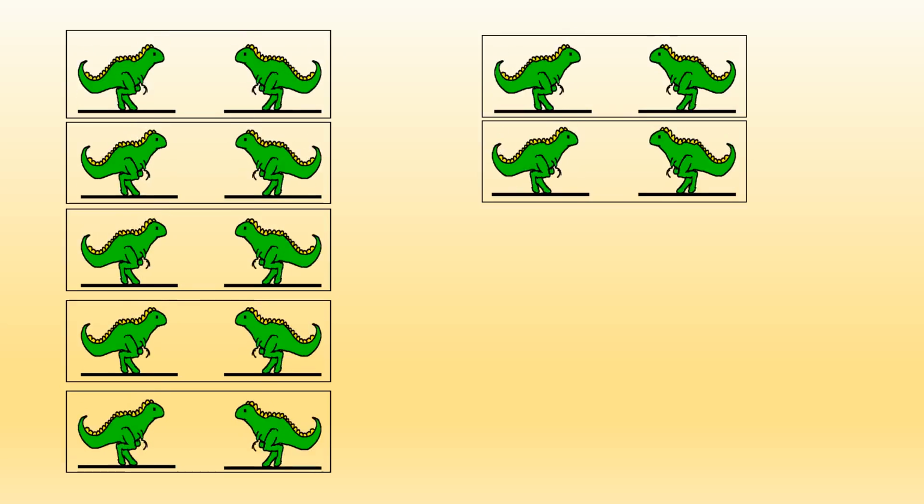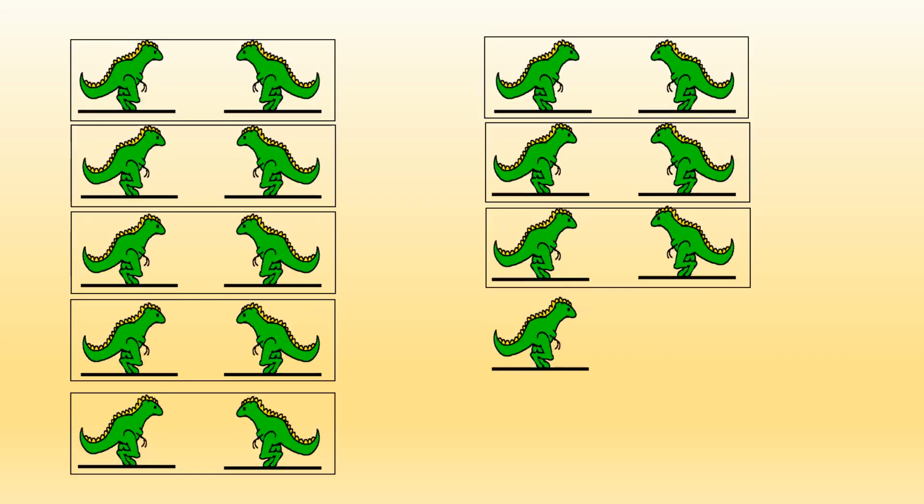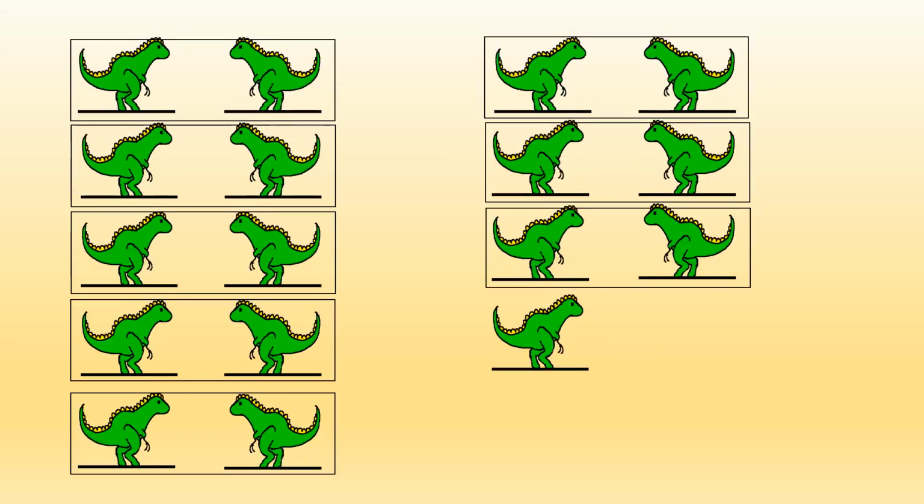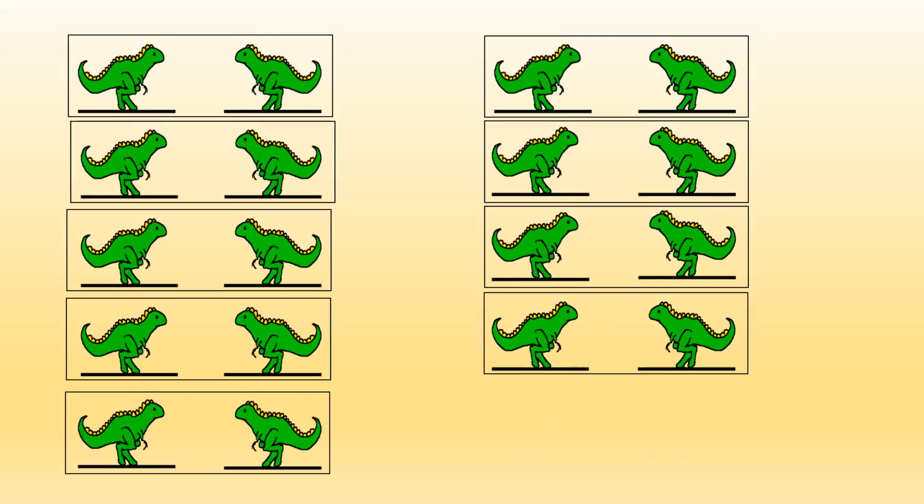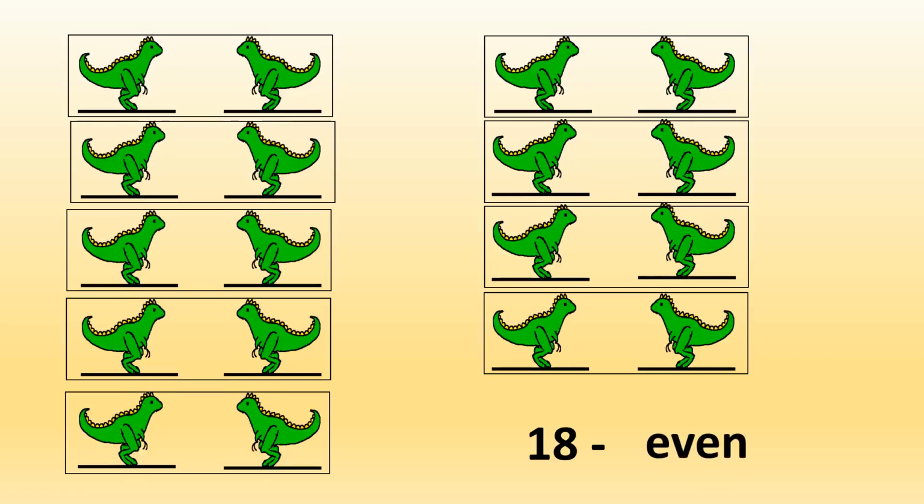Now we have 14 dinosaurs and all these dinosaurs can be put in groups of 2. So 14 is an even number. Now we have 17 dinosaurs and look, the last dinosaur, that is the 17th dinosaur, is alone and does not have any friend to talk to. So 17 is an odd number. Now we have 18 dinosaurs and all the dinosaurs can be put in groups of 2. So 18 is an even number.